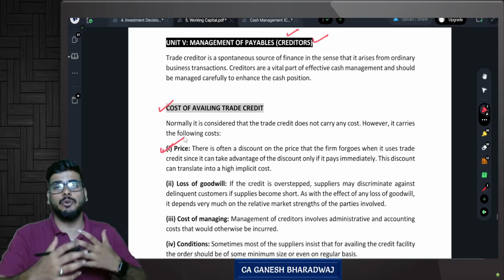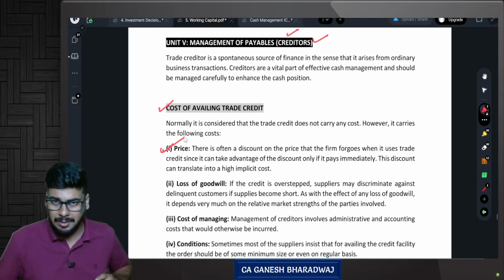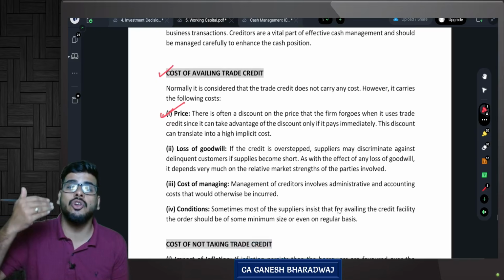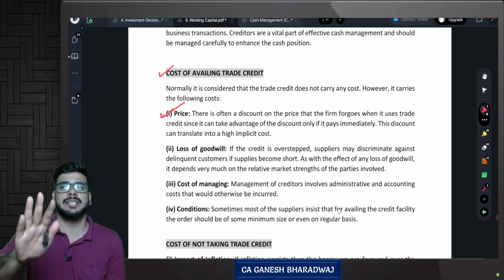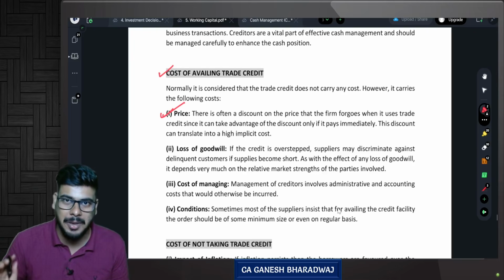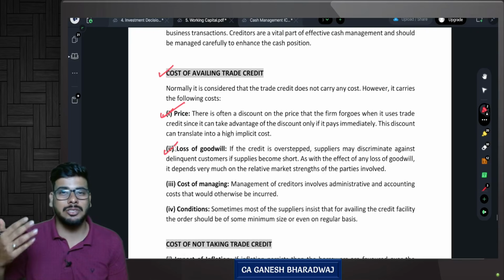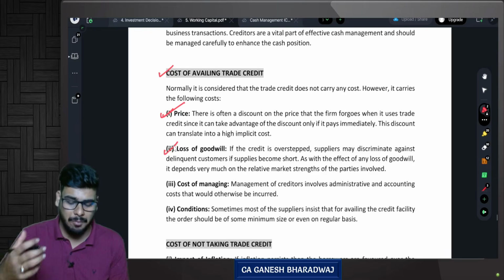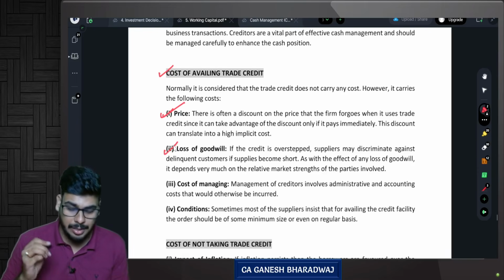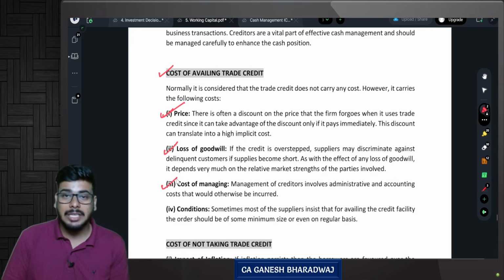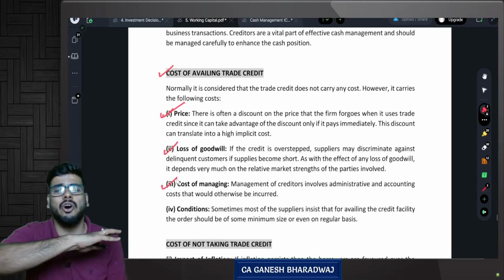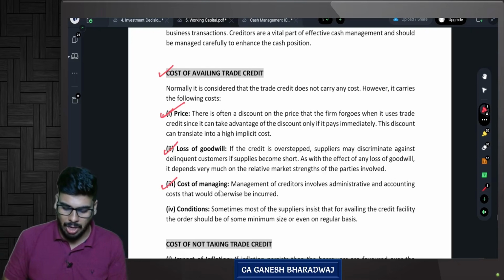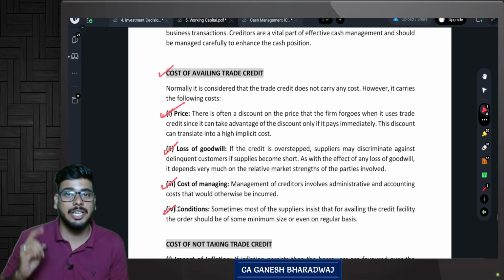So because of going for credit, there are some costs like this one. The first one is a change in the price. Number two, suppose you do not keep up with your commitment. You are saying that you will pay after 30 days, but you are not paying after 30 days, it amounts to loss of goodwill. So this is basically a qualitative factor. This cannot be quantified in monetary terms, but yes, this will result in a cost of loss of goodwill. Then since you are having a lot of suppliers, now you need to have a separate team and incur some administrative costs. And of course, there are some conditions that you need to abide by.